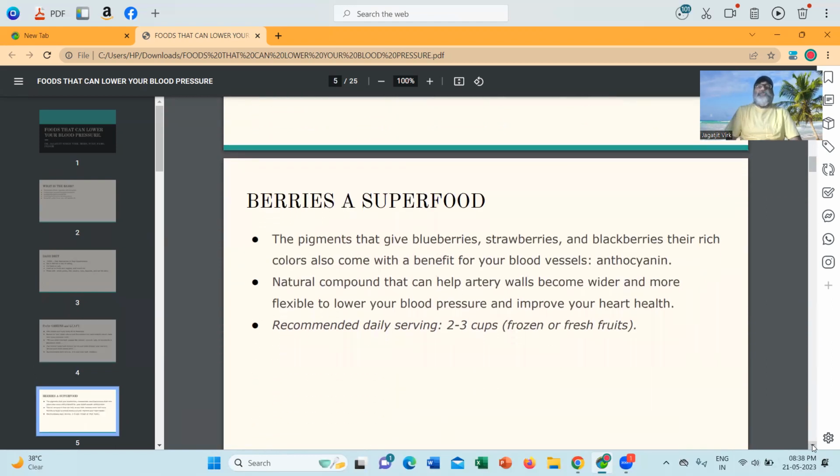Berries, a superfood. The pigment that gives blueberries, strawberries, and blackberries their rich colors also comes with a benefit for your blood vessels, because it contains anthocyanin, a polyphenol, a natural compound that can help artery walls become wider and more flexible to lower your blood pressure and improve your heart health. The recommended daily serving is 2 to 3 cups. It could be either frozen or fresh fruits.